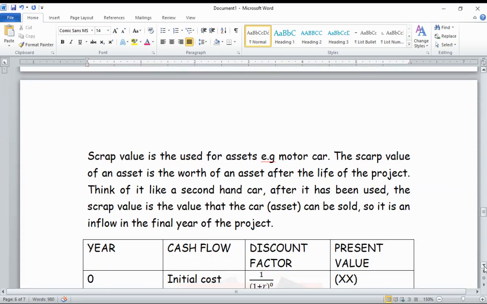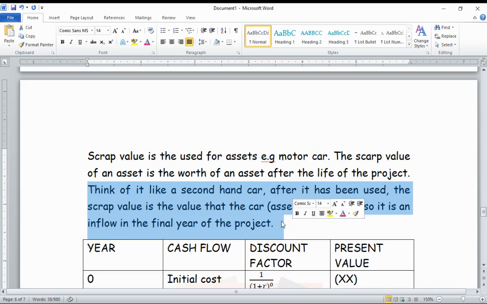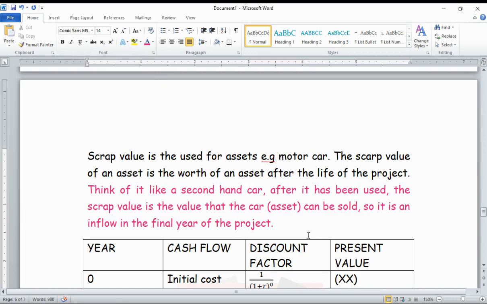Okay, before I show you, let me talk about scrap value a bit. Scrap value is the value of an asset after the useful life, or after the project life. Think of it like a second-hand car. After you have used the car, they'll tell you that the brand new car is 6 million, but the second hand is 1.5 million. That means they have used the life of that car. In fact, the engine is almost as strong as it was when it was newly bought. So the value of that car now is 1.5 million. So that's like the scrap value.